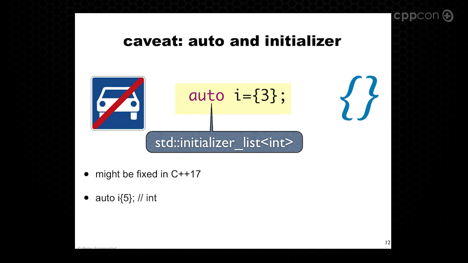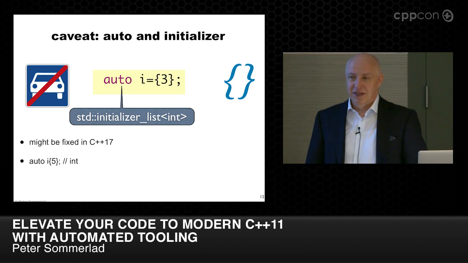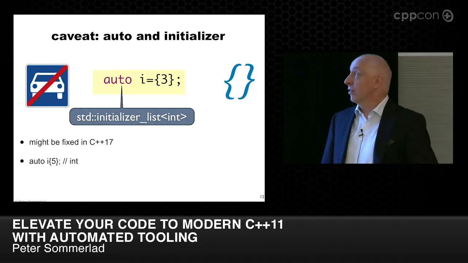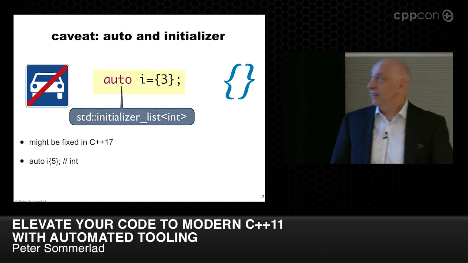That we also learned last morning from Scott Meyers. If we use curlies with auto, and the values within the curly braces are the same type, we will get an auto-deduced std::initializer_list of int, for example, for 3. It might be fixed maybe in C++17, so that you might be able to write auto i curly brace 5 curly brace, but that's not yet available in the standard, and I'm not sure if there are compilers already implementing that. It might be available with an option for new code, but that's definitely not portable yet.